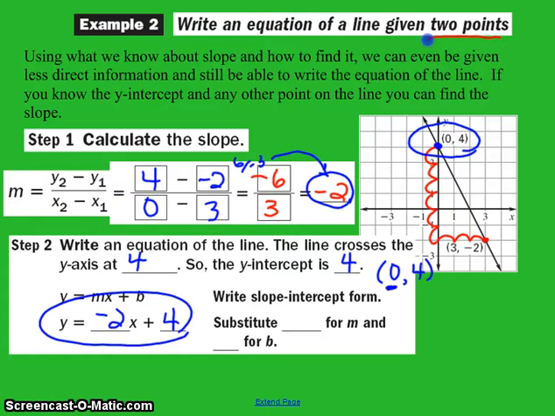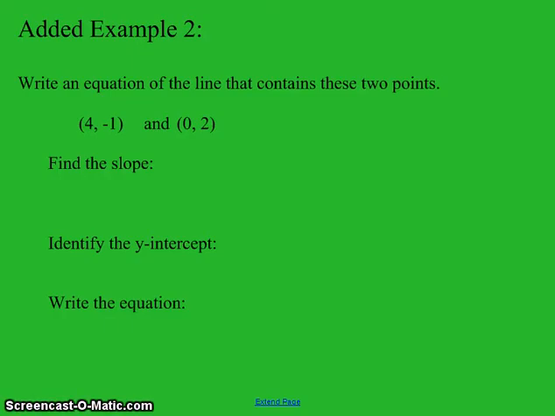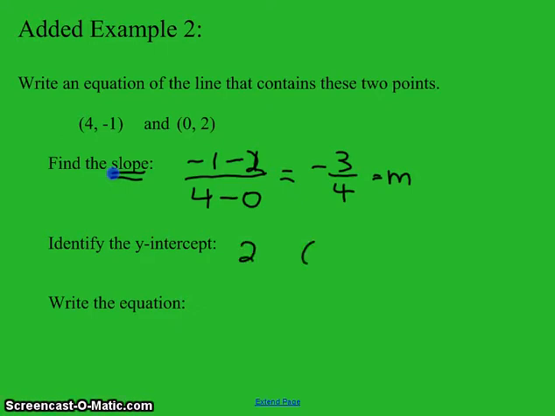Watch those ordered pairs to see if you have one that provides a y-intercept. On these two ordered pairs, I don't have a picture, so the first thing I'm going to find is slope. Subtract my y's, -1 minus 2, and then 4 minus 0, you'd get -3/4 for your m. Now the y-intercept, I'm going to say that the y-intercept is 2 because I'm looking at that ordered pair 0, 2. And when x is 0, that y-coordinate is my y-intercept. So my equation would be y equals -3/4 x plus 2.